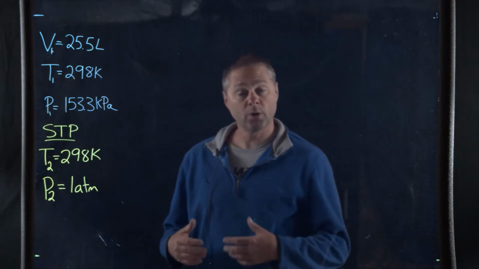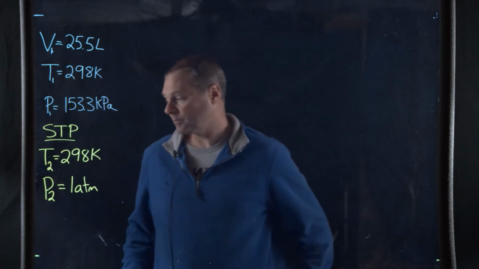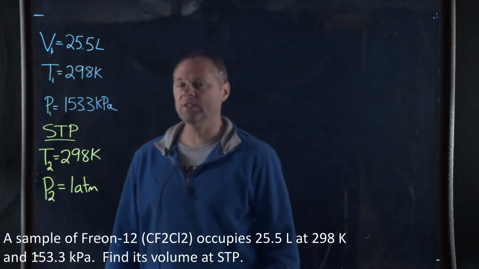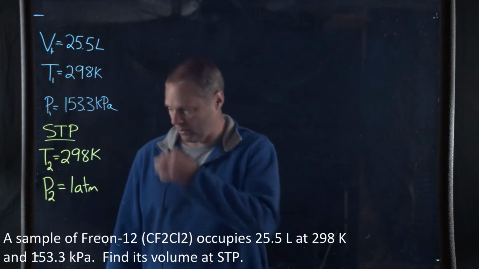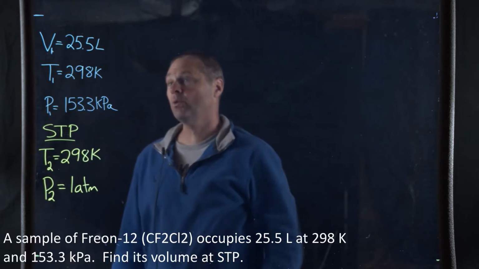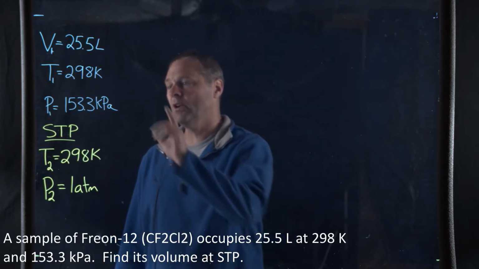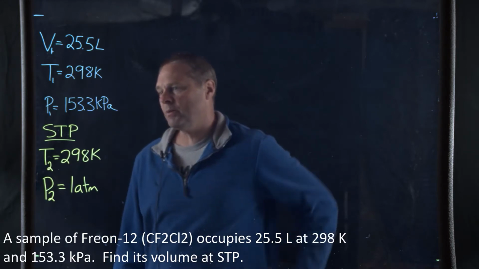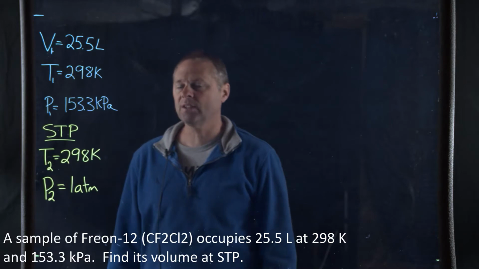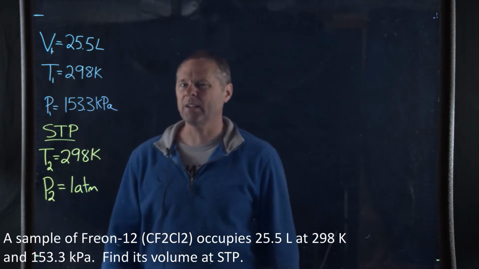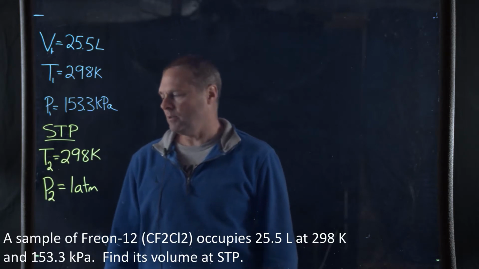In this problem, once again, we're going to be working with the ideal gas law. And the question reads as such. A sample of Freon 12, which is CF2Cl2, occupies a volume of 25.5 liters at a temperature of 298 Kelvin, whose pressure is going to be 153.3 kilopascals. Pascal is a different kind of unit than what we're dealing with, so we're probably going to have to convert that, is what I'm thinking.